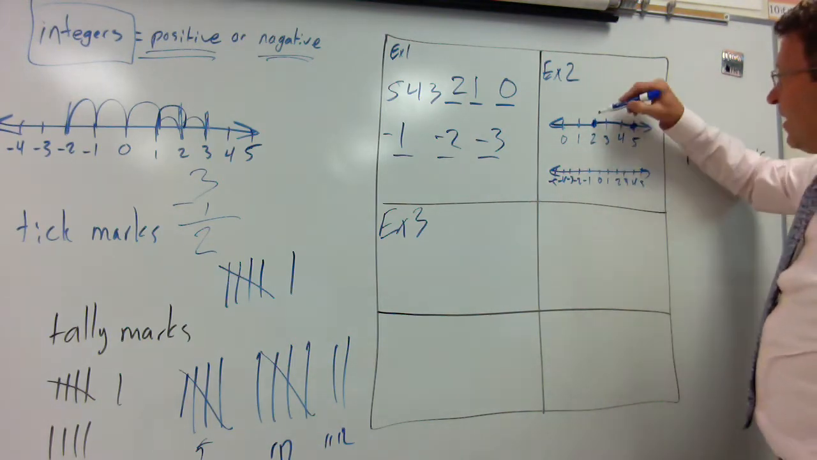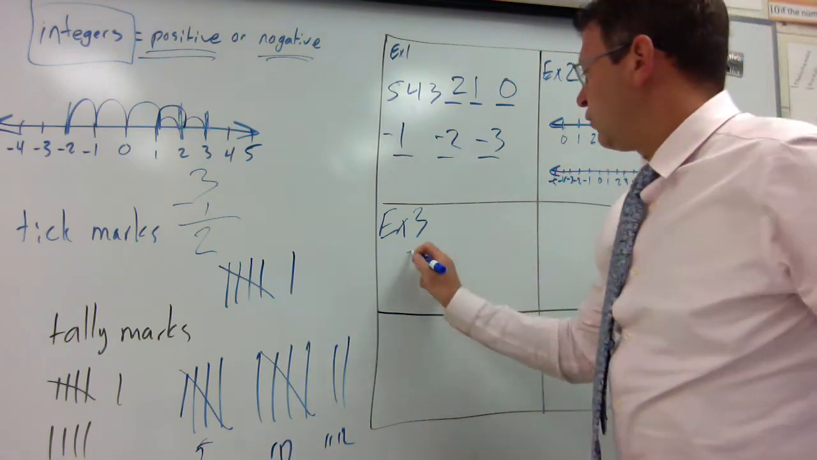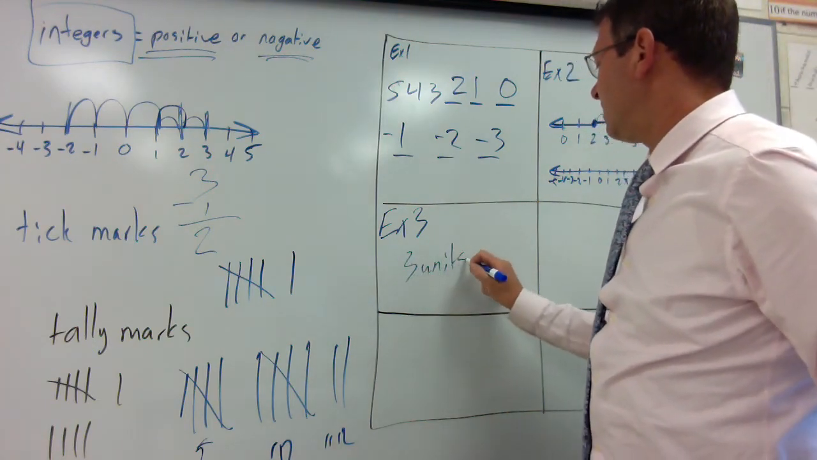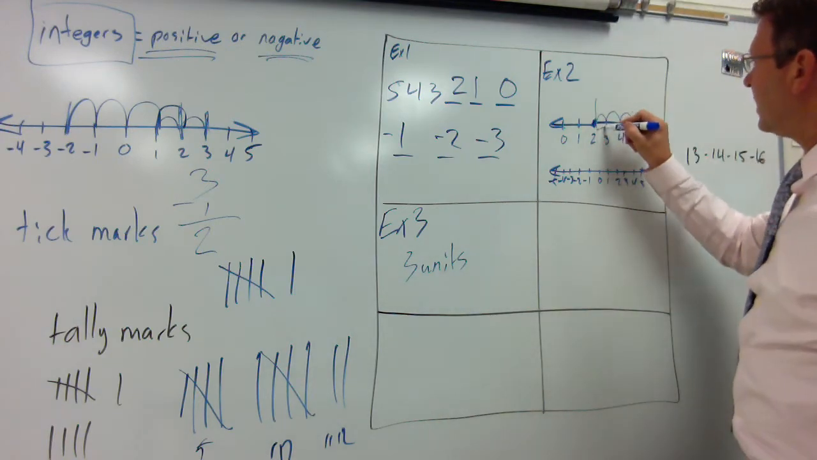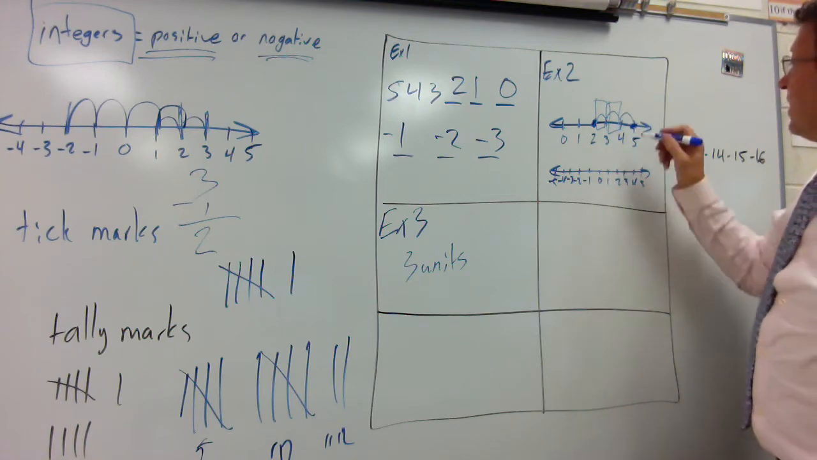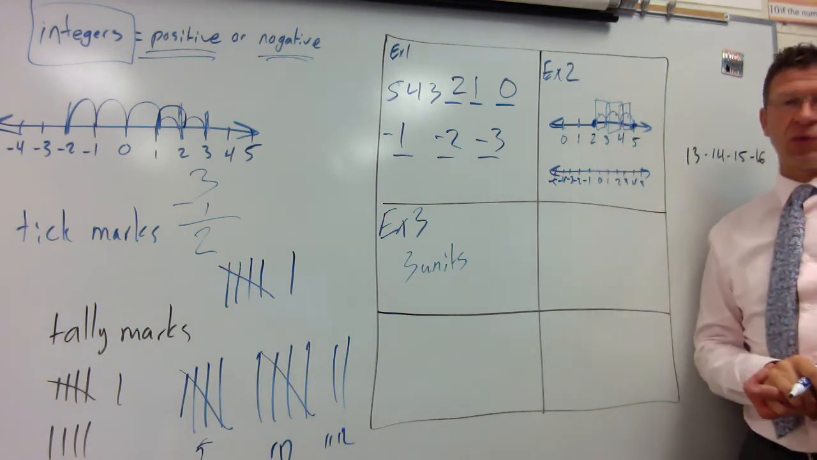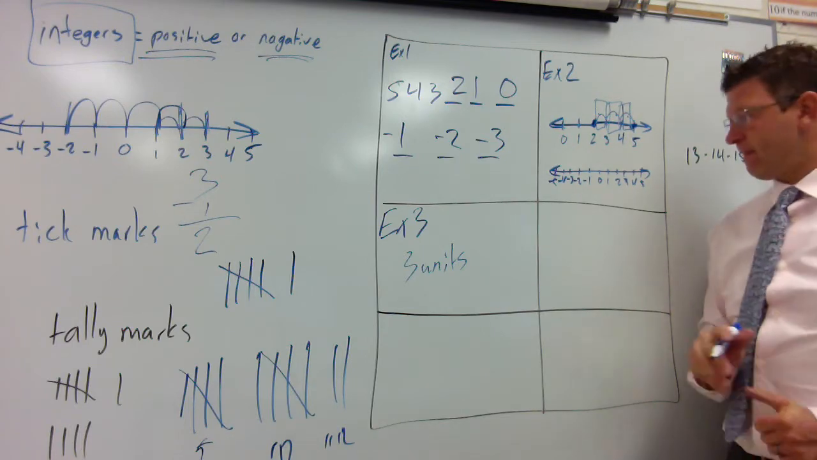I like to hop like a frog. 1, 2, 3. 3 units. This little section right here between 2 and 3 is a unit. This one between 3 and 4 is a unit, and this one between 4 and 5 is a unit. 1, 2, 3 units.